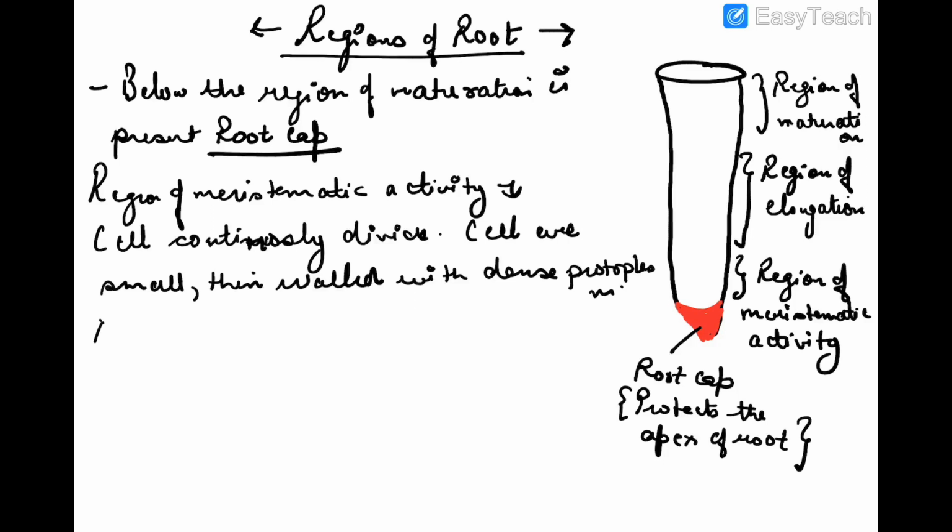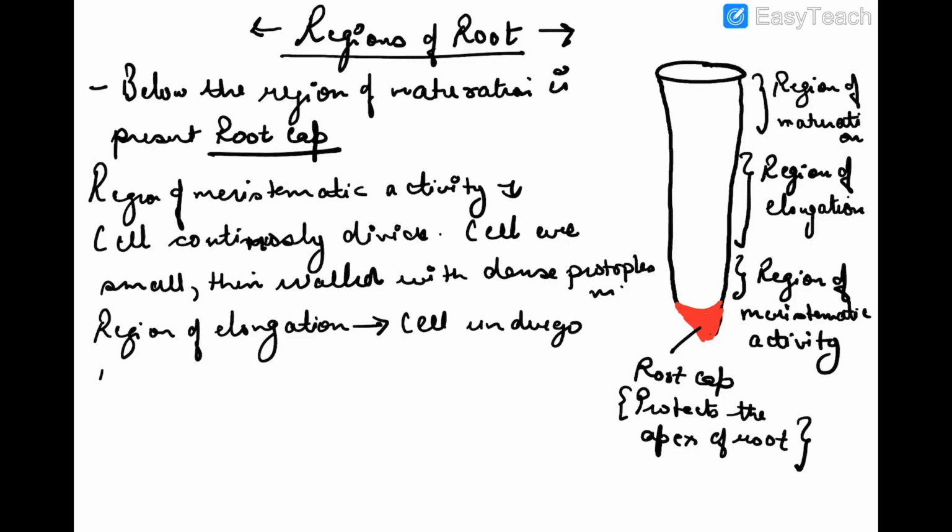Second region is the region of elongation. Now here the cells undergo increase in length. So since cells undergo increase in length, this region helps in growth of the root in length.